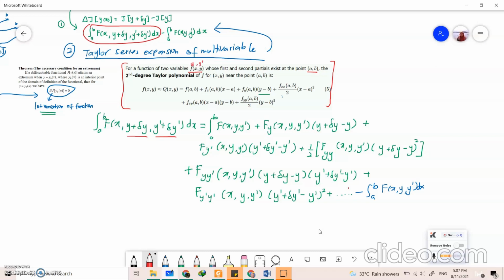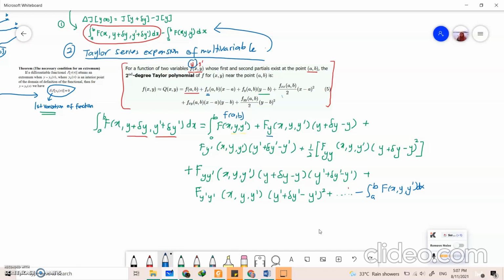Now looking at this, f(a, b) becomes the function itself, so we have a, b in terms of y and y prime. So this is f(a, b), plus f_x(a, b)(x minus a). So your x here is y, so this is f_y, at a, b.